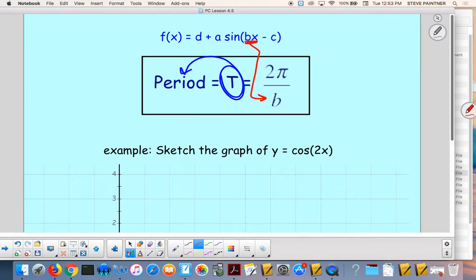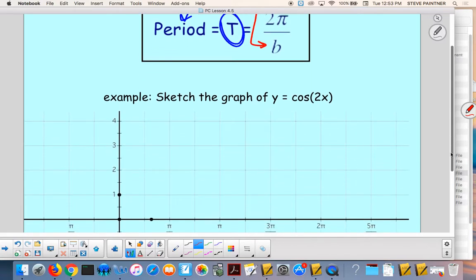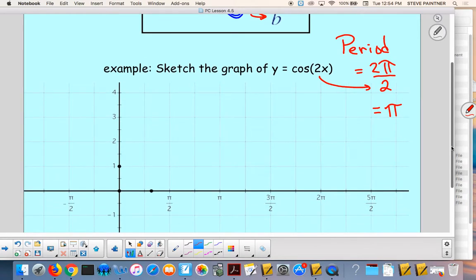All right? So if I was looking at this problem right here, cosine of 2x, and I just wanted to know what's the period on this one? I would say 2 pi divided by b, and b is 2. Here's the b right here. That's the b. The answer is pi. So you just cut your period right in half.